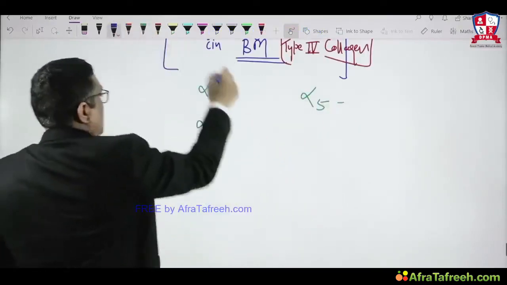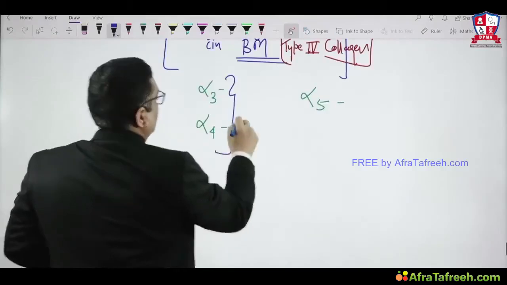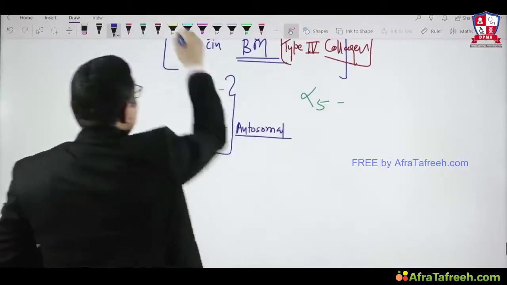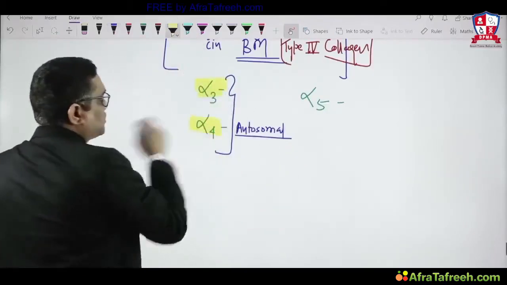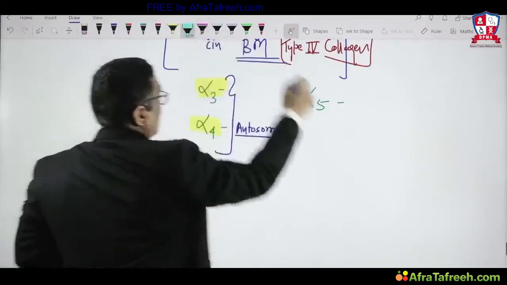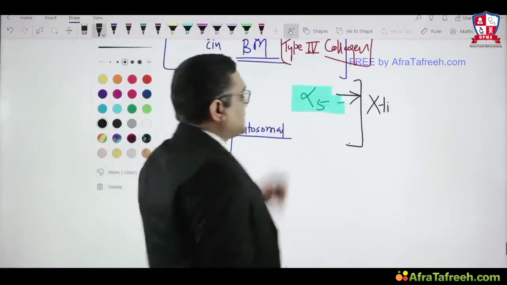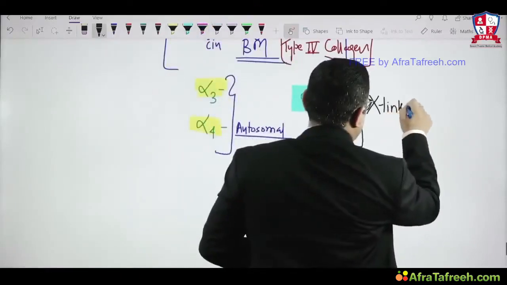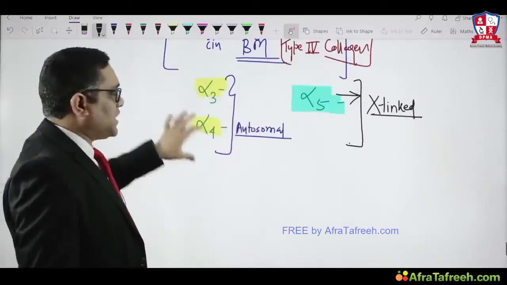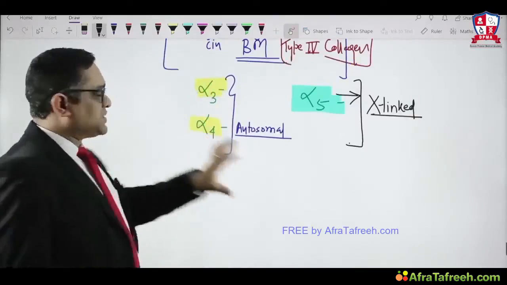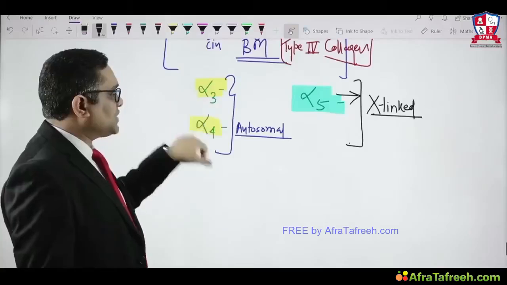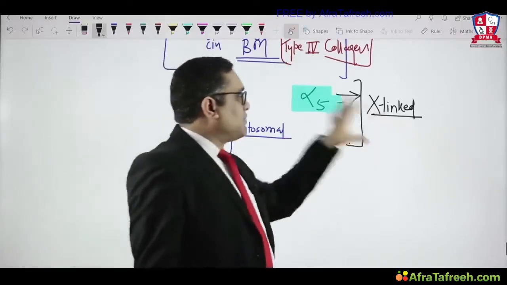When examiner says it is autosomal variant, remember, in autosomal variant alpha 3 and alpha 4 chain are getting defective assembly, whereas alpha 5 is associated with X-linked disorder, right? So X-linked disorder is alpha 5 chain, autosomal disorder is alpha 3 and alpha 4 chain. So these are the basic differences between the X-linked and autosomal. Autosomal will involve alpha 3, alpha 4 chain, and X-linked will be involving alpha 5.